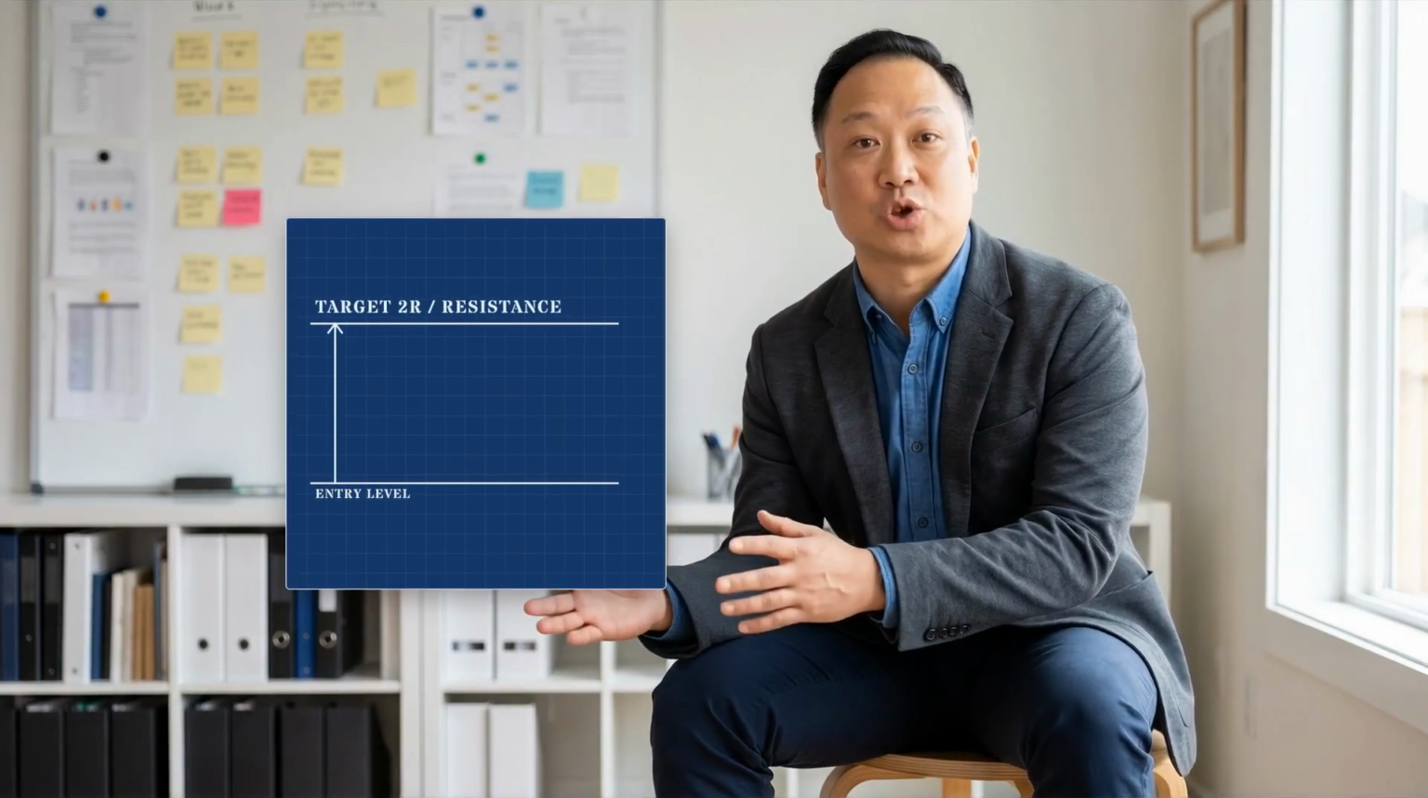We enter just above that confirmation candle. Our stop loss goes safely below the recent swing low. Our target should be at least double our risk. That's 2R, or right before a major resistance level.